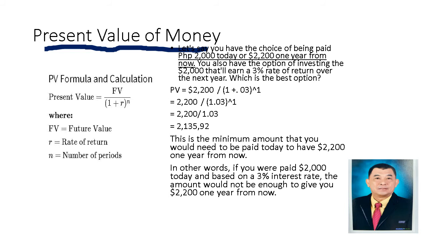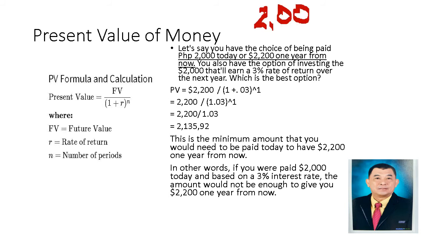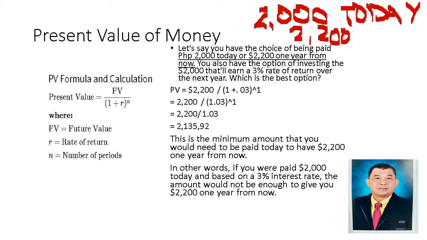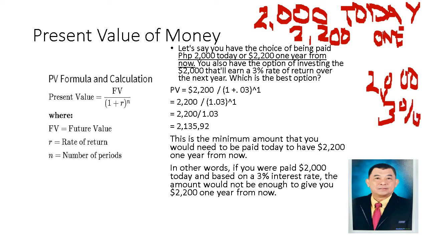All right, so let's make an example. Let's say you have a choice of being paid 2,000 pesos today, or you will be paid 2,200, which is much bigger, after 1 year from now. You also have another option of investing the 2,000 that will earn a 3% rate of return over the next year.